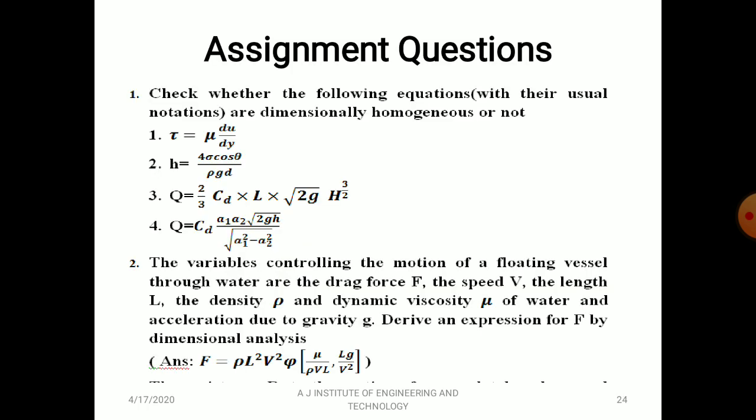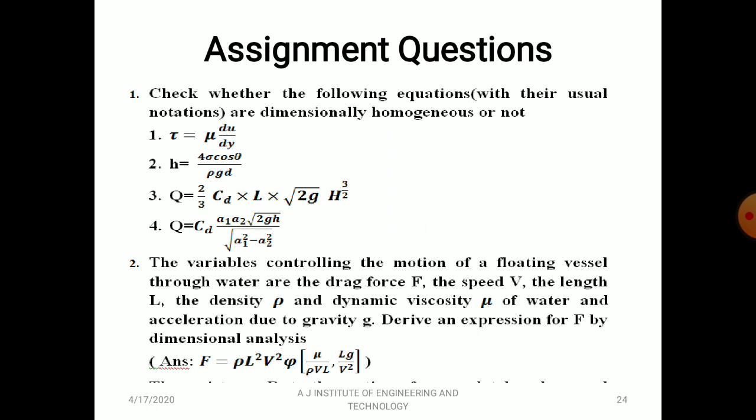Now these are the questions for your assignment. Take it as an assignment. You can solve these problems and submit before 4 p.m. So just check. These are the problems related to dimensional homogeneity as well as Rayleigh method. So first problem: check whether the following equations with their usual notations are dimensionally homogeneous or not. You have to check whether the given equations are dimensionally homogeneous or not.